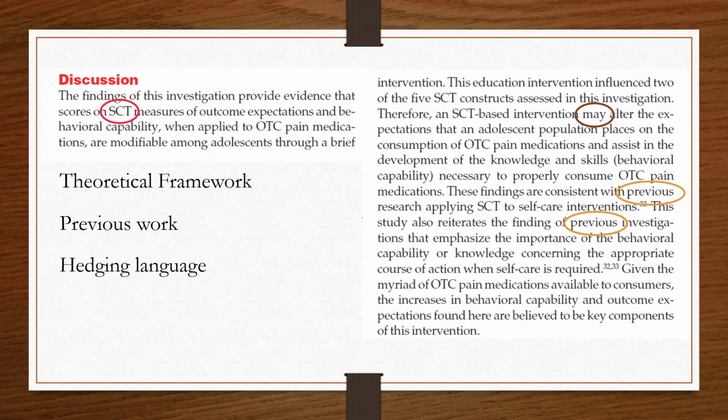This is a very typical feature of academic language, is that we're very careful not to make claims that are too strong. So we have to make claims based on evidence. So later we'll see why they're making very, very careful claims here, but say they may alter. Or down here, the increases in behavior capability and outcome expectations found here are believed to be. All right, so we're not 100% sure, but they seem to be, they are believed to be key components of this intervention. So that may be proved wrong. So we're making a claim, but not a super strong one.